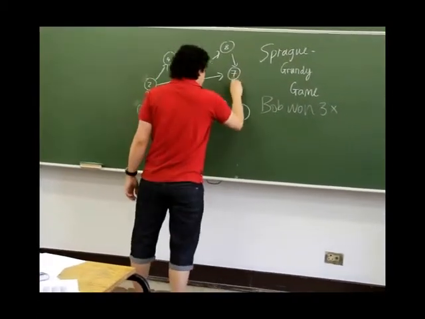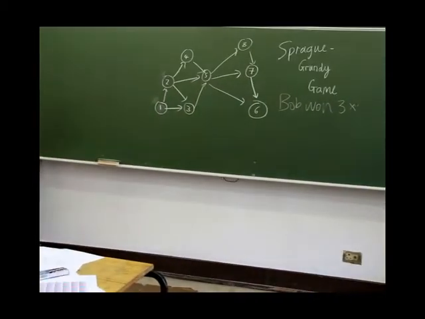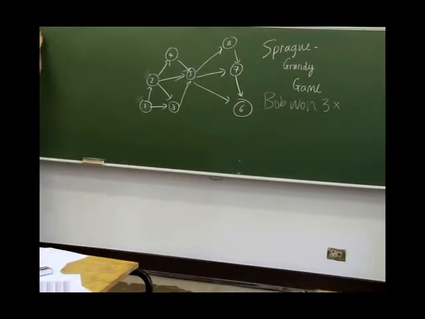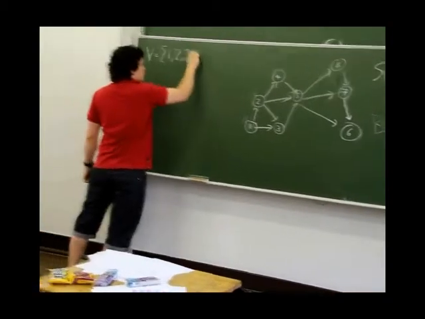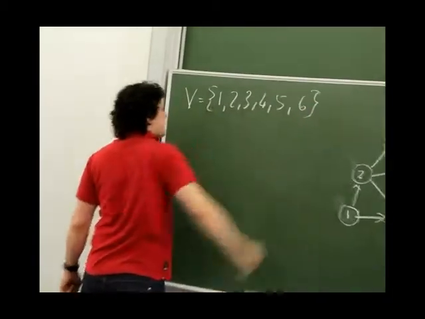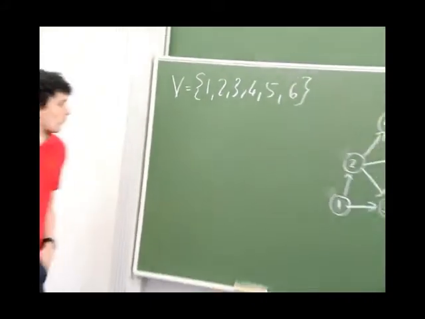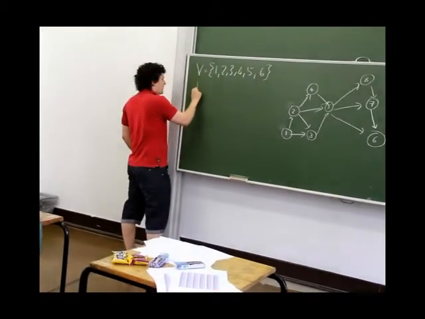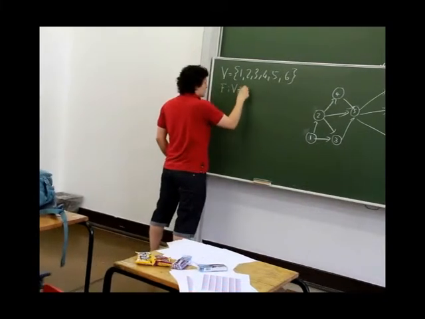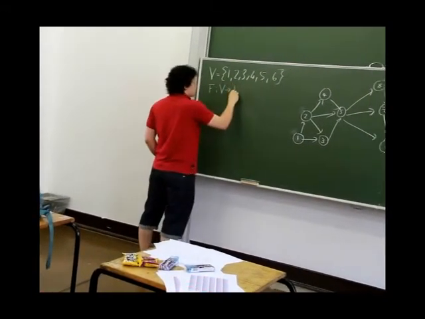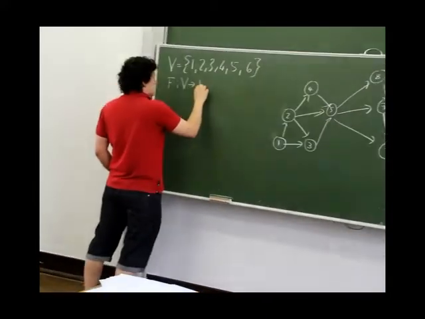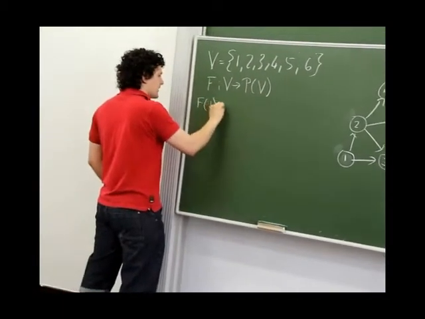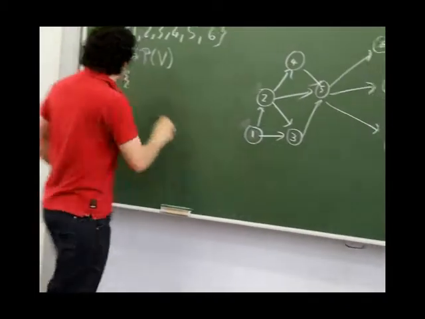And for my game, I want there to be a unique labeling. Alright. So, the game I've got on the board has got 6 vertices. So I would write its vertex set as 1 to 6. This game also has a function that maps each vertex to a set of other vertices. So F maps V to the power set of V, and is given by: F of 1, the neighbors of 1 for me, is 2 and 3.